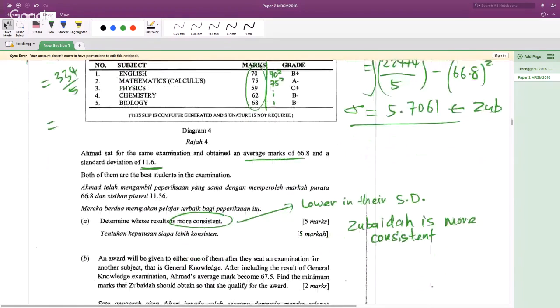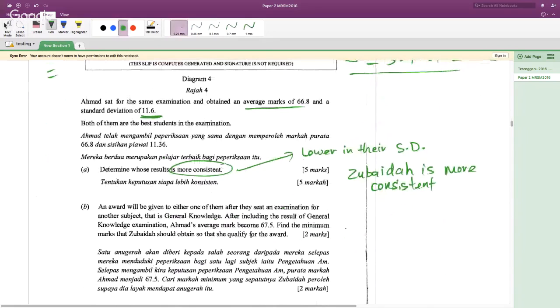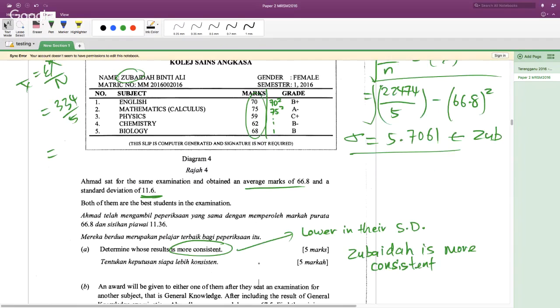Okay, and an award will be given to either one of them after they sit for an examination in another subject, that is general knowledge. After including the result of general knowledge, the AddMath average mark will be 67.5. Find the minimum mark Jubaida should obtain so that she qualifies for the award. So that means Jubaida should get a mark more than 67.5, isn't it? Just now the average is 66.8 for Jubaida.